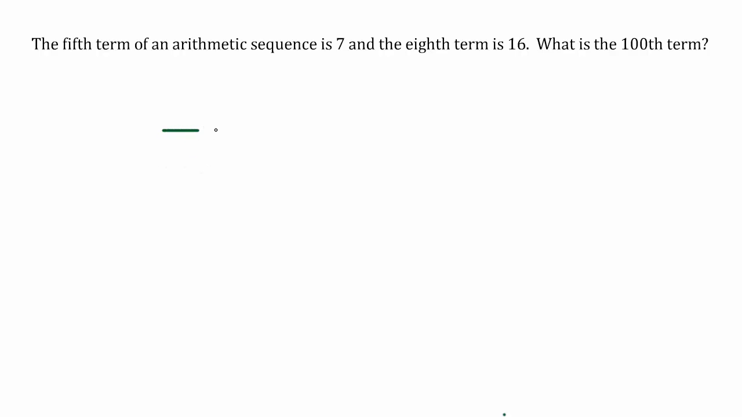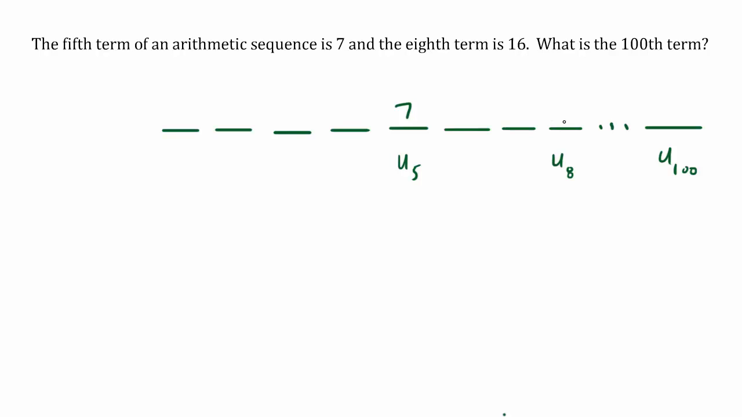So this is the first one, 2, 3, 4, 5. So this is unknown 5, and this is 7, 6, 7, 8. And this goes on. The question is, what is U100? So this is U5, 6, 7, 8. This is U8, and this is 16.